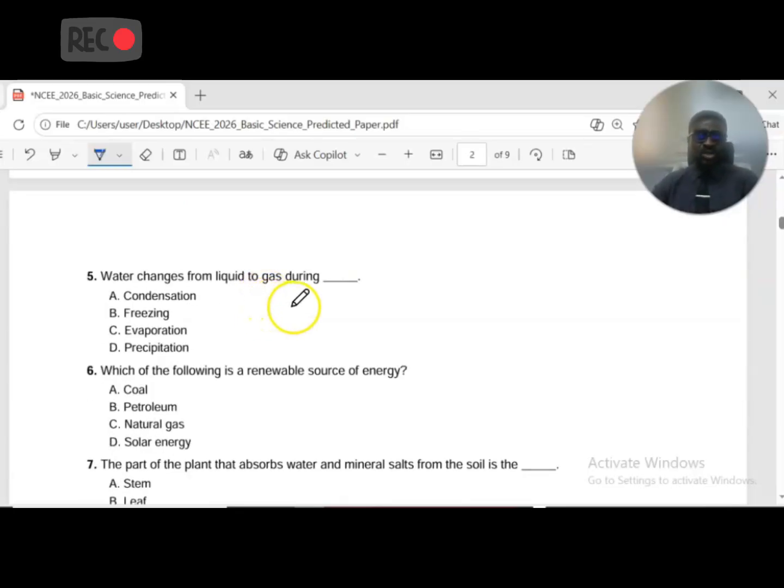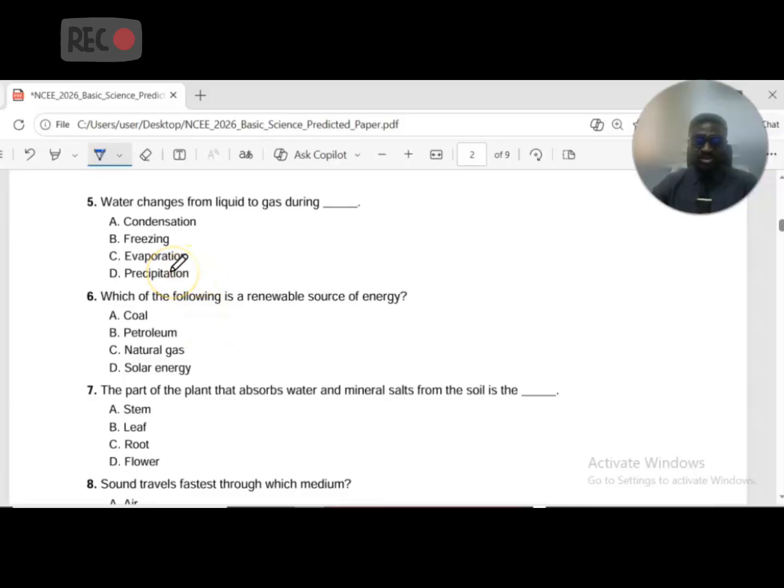Water changes from liquid to gas during dash. Is it condensation, freezing, evaporation, precipitation? What answer would you go for if you were faced with this exam question in the exam hall? Okay, what would you go for? I believe you're processing the answer right now. The correct answer is C, evaporation, because the question says water changes from liquid to gas during evaporation.